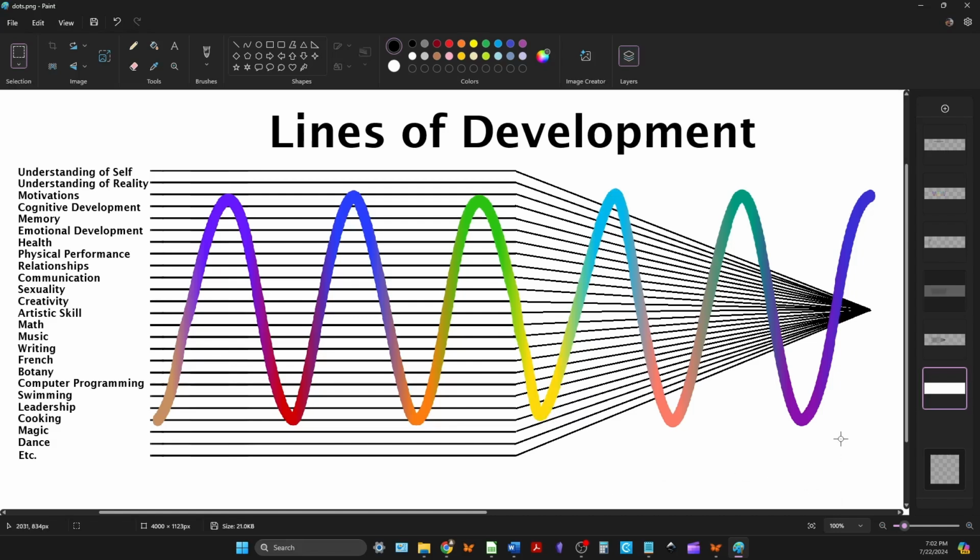So this is a very important concept when talking about consciousness progression.